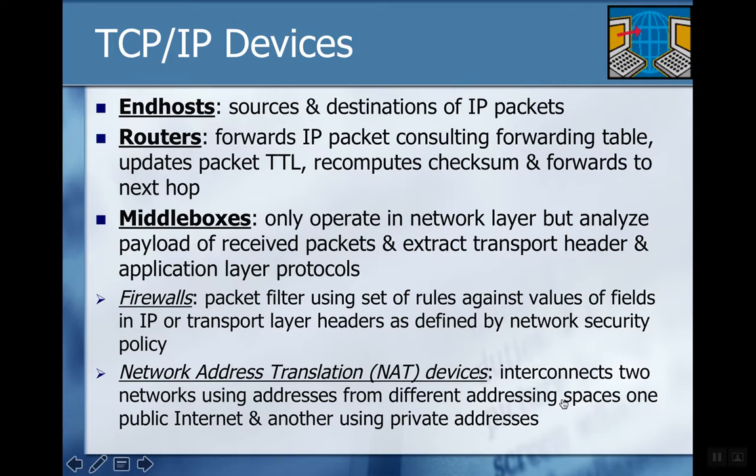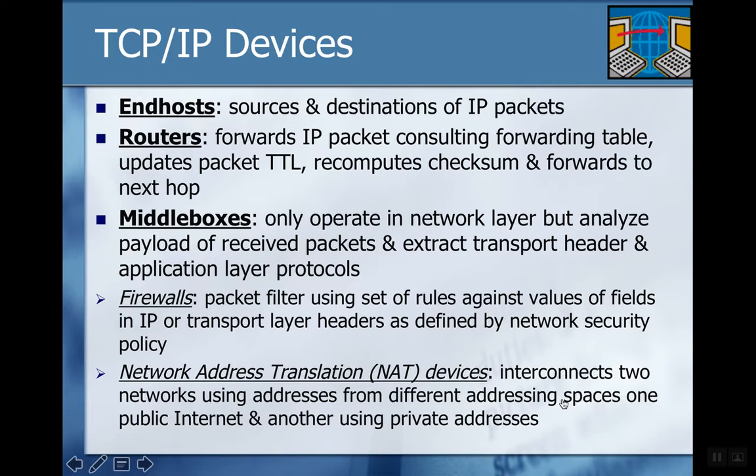And then the last thing we have is this idea of what we call middle boxes. It's a different kind of term, but basically it's a mechanism by which we can put a device onto the network and monitor and evaluate traffic as it flows through. A couple of examples: firewalls. A firewall is a packet filter that uses a set of rules. It analyzes the packets as they come through and makes decisions based upon the network security policy.